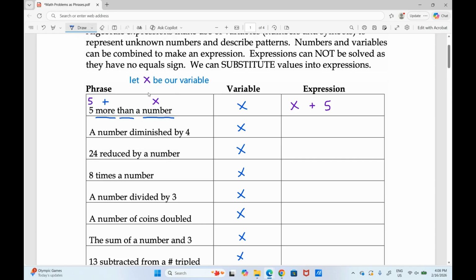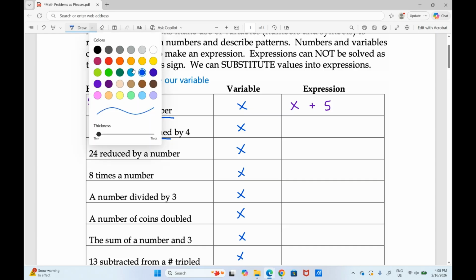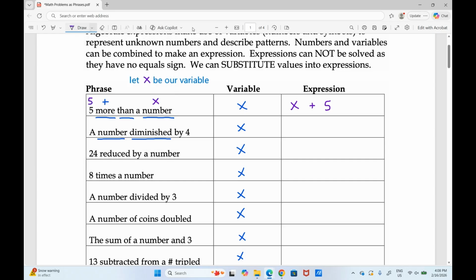So moving on to our next example, here it says a number diminished by 4. Now, for number, I'm going to let x be associated with number. Diminished, I'm going to let it be associated with subtraction. So in these math phrases, there are very common phrases that we use, whether it be doubled, more, diminished, divided equally, or shared equally. These are phrases you're going to have to get good with and associate with each other.